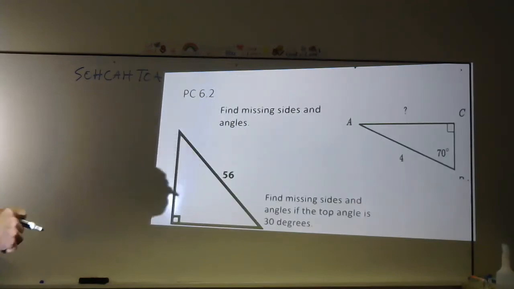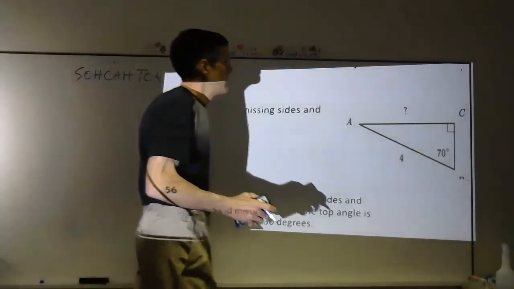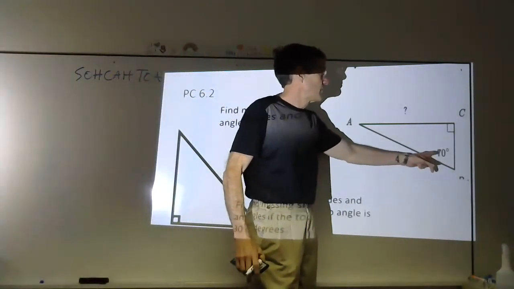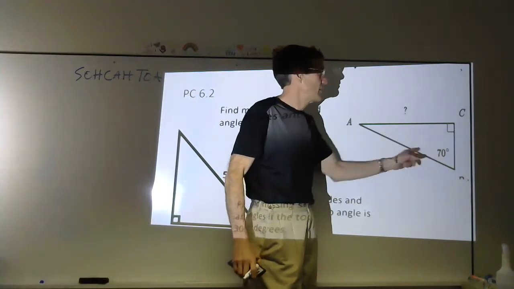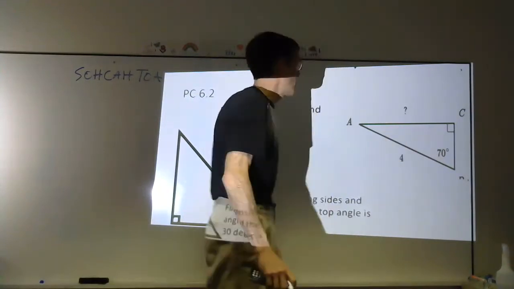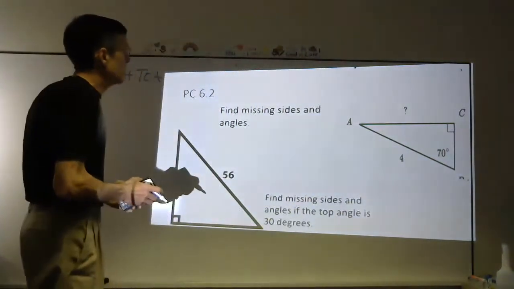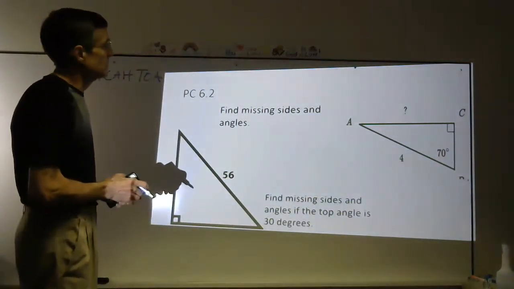Find the missing sides and angles. Okay? Let's first find the missing angle. This is really easy. 90 and 70 is 160, and you know there's 180 in a triangle, so that has to be 20, okay? All right, so now what I want to do is find the missing sides, okay?